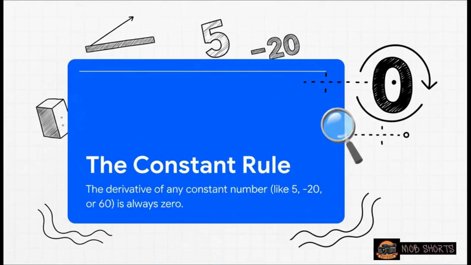All right, we're going to start with the easiest rule on the books, the constant rule. It's super simple. If you have a term that's just a number with no x attached to it, its derivative is 0. Boom, done. Think about it. A constant number doesn't change, so its rate of change is 0.